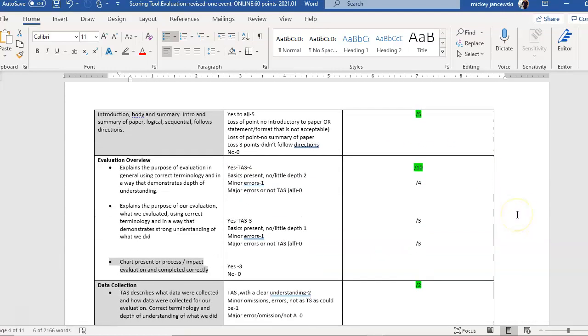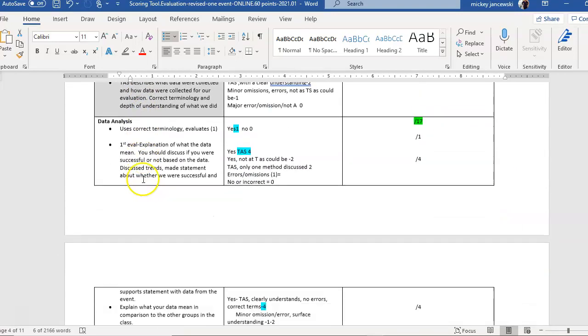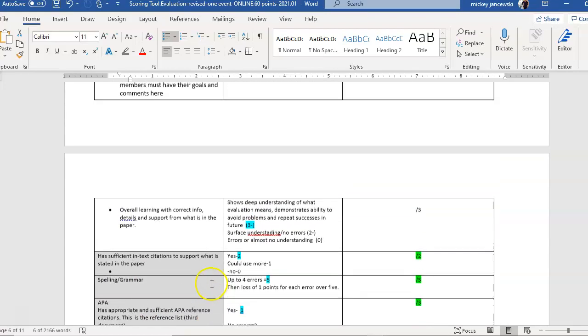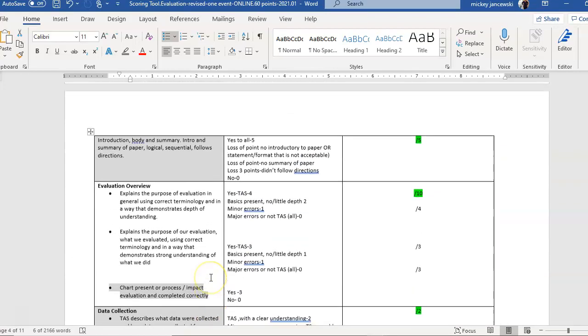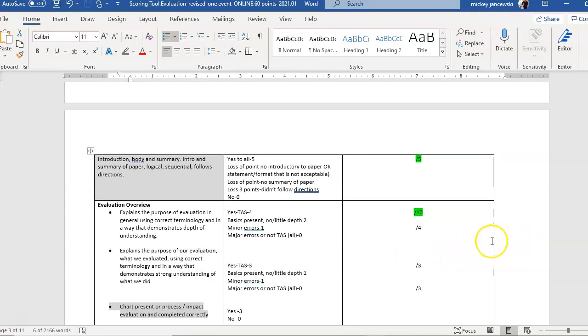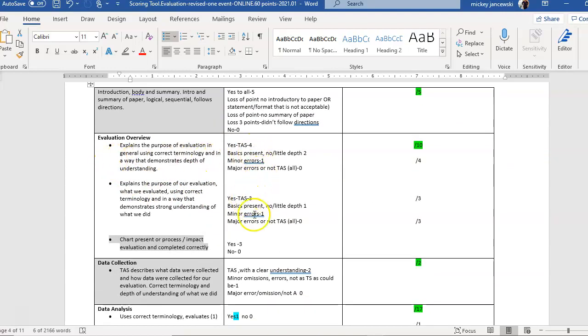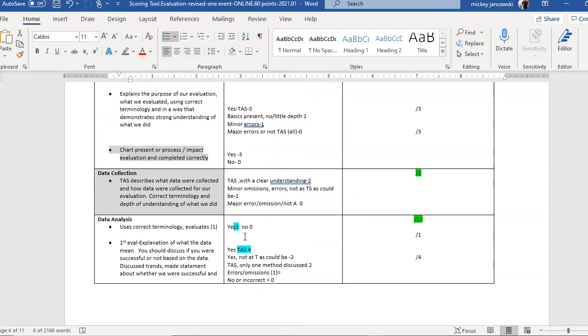So I just want to look at the scoring tool with you. The first thing is, on the left side, certain areas are highlighted because these are points that you should just be able to get. They're about following directions and just stating facts. So if you have an introduction, body, and summary, and it's done correctly, that's 5 points. The evaluation overview, it tells you how it splits out into 10 points. The data collection, it tells you how you get 2 points.